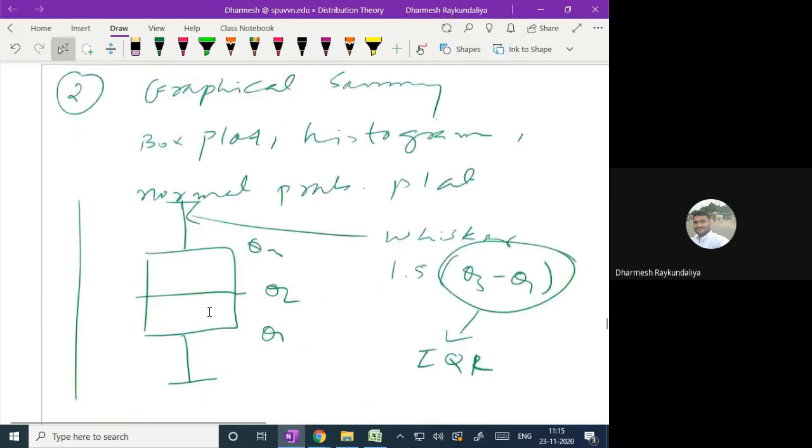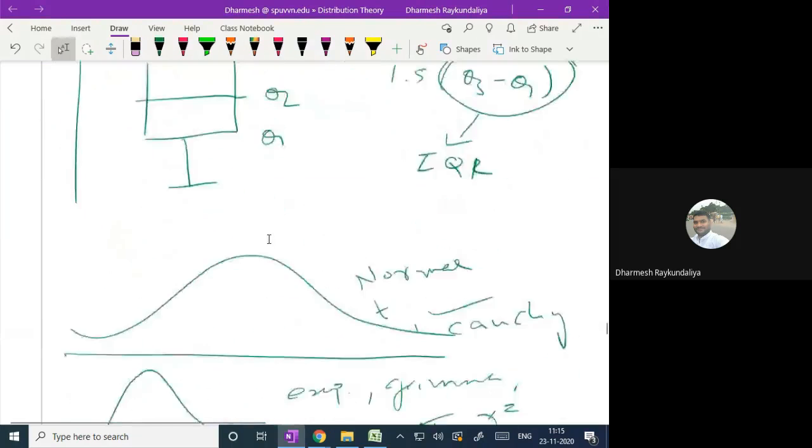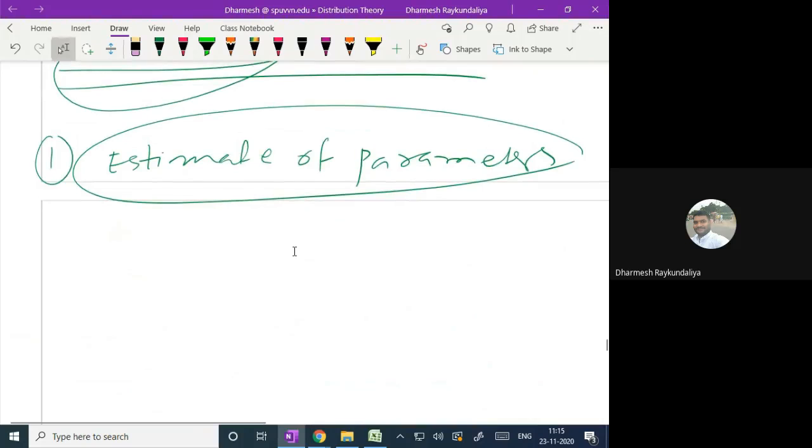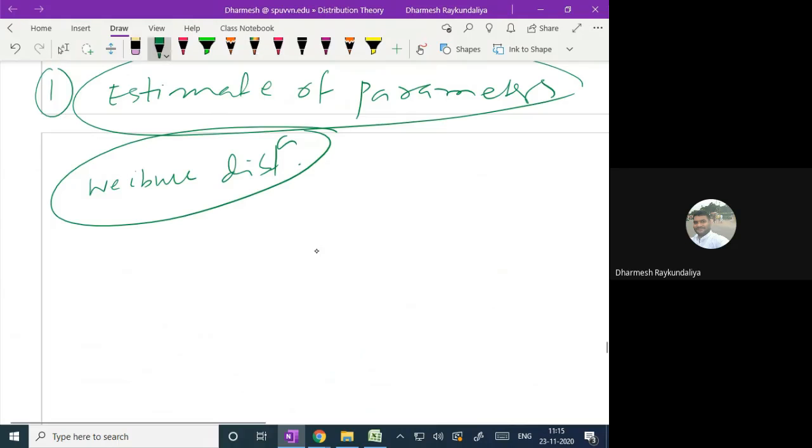Once it is identified, my question is that I wish to identify how much amount of money should be kept in the ATM machine. So it is identified that the per day average transaction value has, let us say, a Weibull distribution. In my study, it was a Weibull distribution. So I have fitted the Weibull distribution. Once the Weibull distribution is in my hand, suppose the form of the Weibull distribution is something like that.